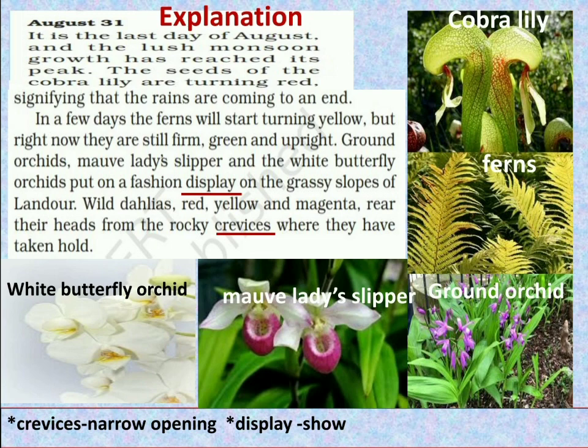And the writer mentions how the ground orchids and mauve lady slipper and white butterfly orchids look beautiful and fashionable on the grassy slopes of Landor. The other flowers like wild dahlias, which were in red, yellow, and magenta in color, bloomed on the narrow openings of the rocks.